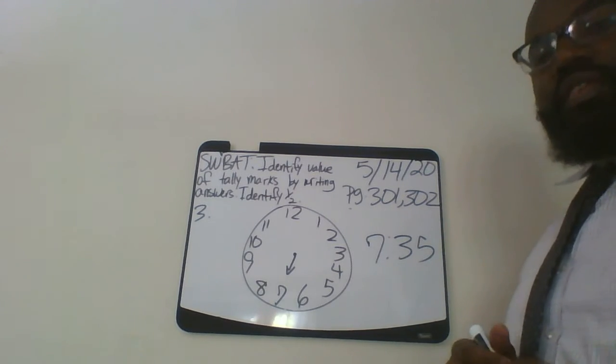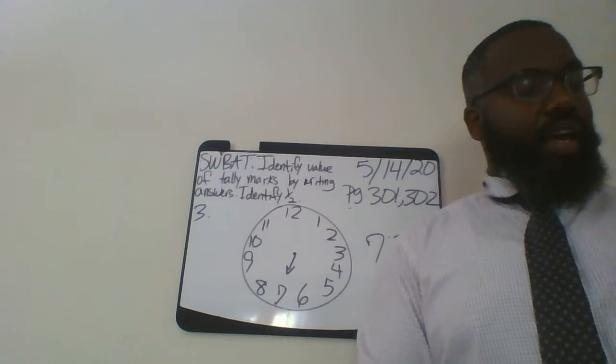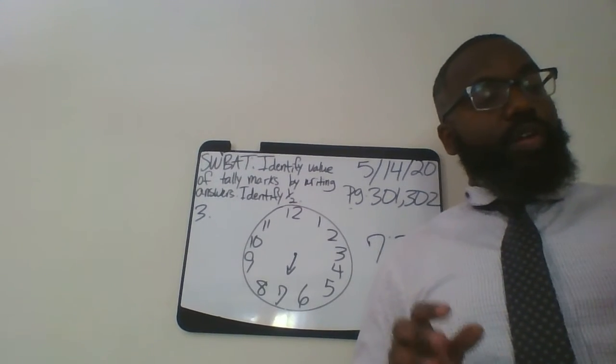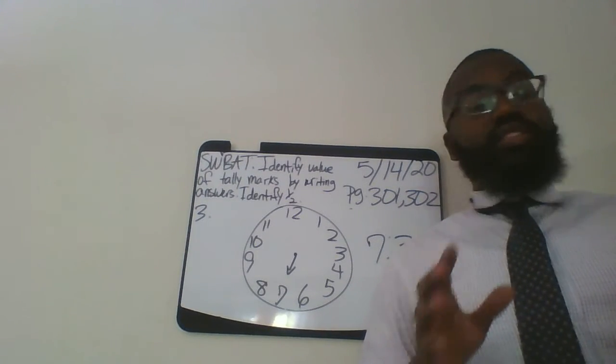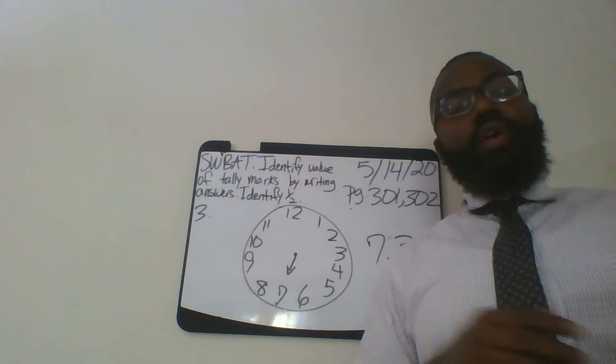Look for 7:35. And number 4 wants you to add or subtract. You're simply writing the answers. Let's look more at number 5.